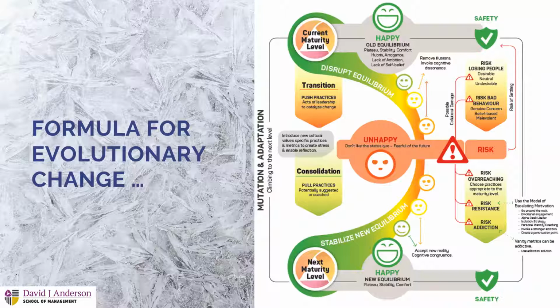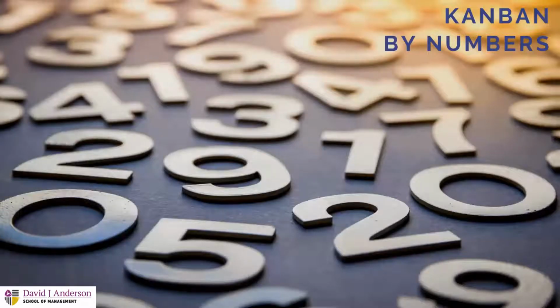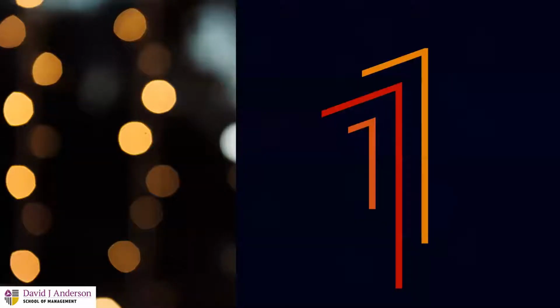So this is the KMM in a nutshell. I just summarized for you the 500 pages of the book. And now Kanban by numbers. So now we have the 7 levels. And we can talk right now about Kanban using some particular numbers. And we'll start from 1 and not from 0.